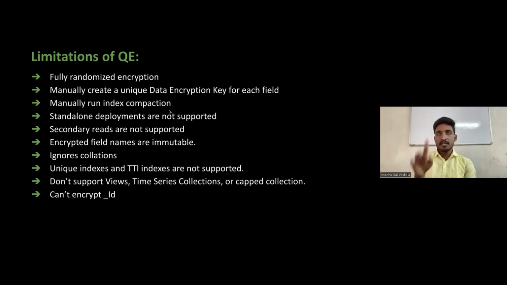Standalone deployment is not supported; it is supported for replica sets only. In a replica set also, secondary reads are not supported. That means all operations on a queryable encryption collection are performed on the primary only. Client-side field level names are immutable, so we can't change the names after encrypting the field. It ignores collations, unique indexes and TTL indexes because it is a fully randomized encryption.